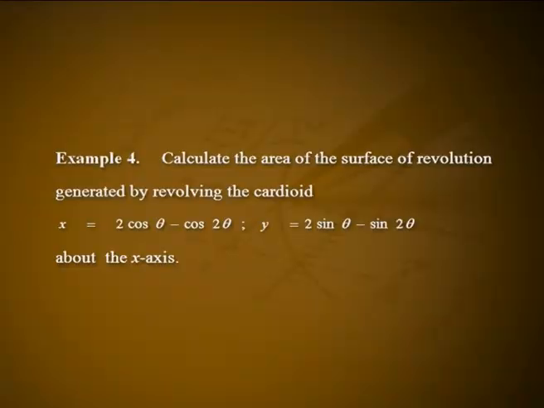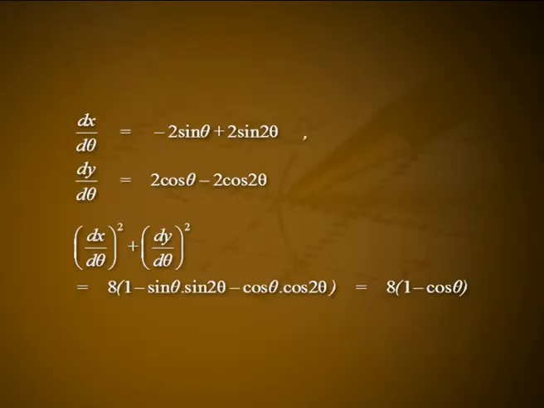Example 4. Calculate the area of the surface of revolution generated by revolving the cardioid x = 2 cos θ − cos 2θ and y = 2 sin θ − sin 2θ about the x axis. Solution. The required surface is generated by revolving the arc of the curve from θ = 0 to θ = π. dx/dθ = −2 sin θ + 2 sin 2θ.